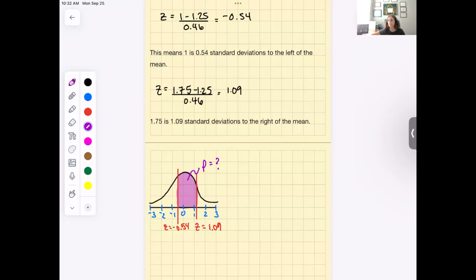So what should we do? Look back at your notes. What do we do? Okay, correct. You're going to take the probability of the upper limit and subtract the probability of the lower limit.